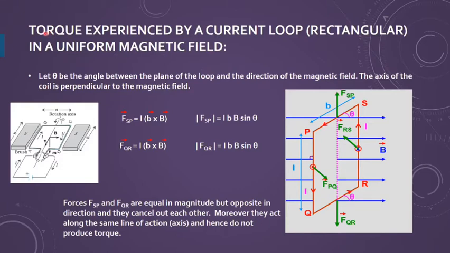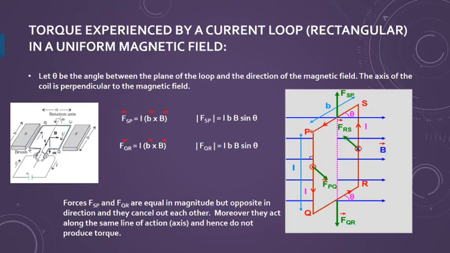Now the topic is that we want to find the torque experienced by a current carrying rectangular loop when it is kept in a uniform magnetic field. Uniform magnetic field means I have the north pole and south pole here, as shown this way. In the uniform magnetic field, the field is always from north to south. So this is the direction of the field.